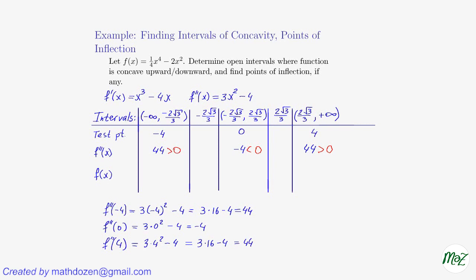So what conclusion do we have? Wherever the second derivative is positive, the function is concave upward. So it's concave upward on the extreme left interval and extreme right interval. Wherever the second derivative is negative, the graph is concave downward. And then moreover, wherever we have a change in concavity, we have the inflection points. So here, both of those, negative 2 root 3 over 3 and 2 times root 3 over 3, are inflection points. So this is an inflection point, and I guess that is an inflection point.